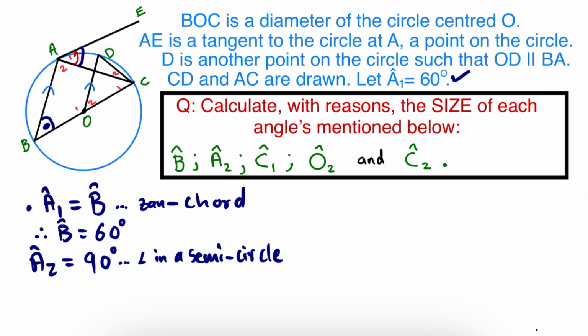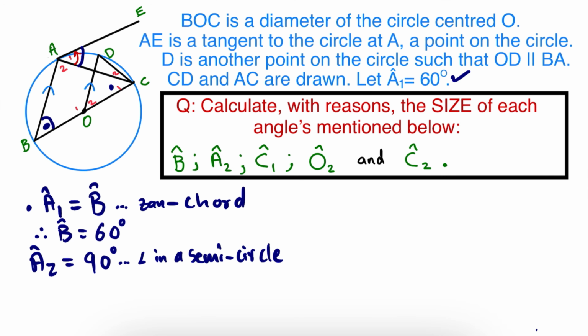Easy, right? Now they want C1. Guys, come on. There's no way we can't get this one. C1. Remember now we have triangle BAC. If we already know that B is 60 and A2 is 90, then we can get C1. What's going to be the value of C1?